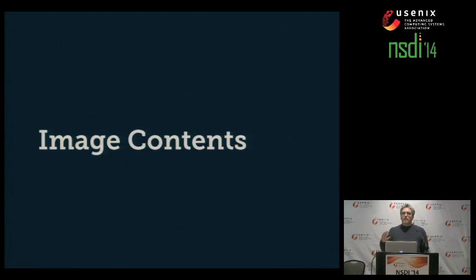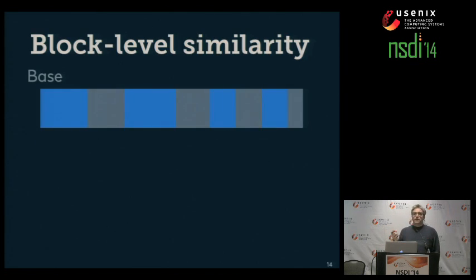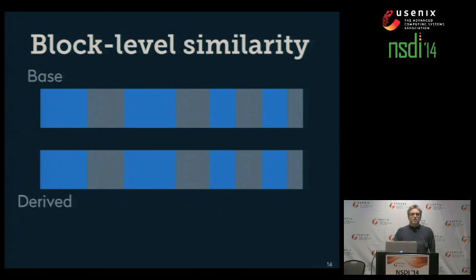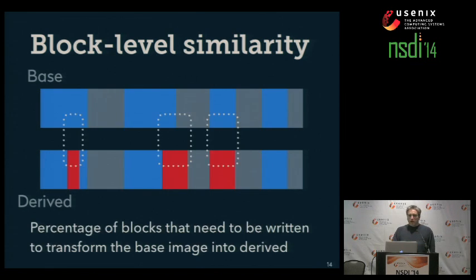So let's switch to looking at the contents of the images themselves. So we use a definition of block-level similarity that looks like this. We have a base image that has some set of files already written to it. And to create a derived image, what a user does is instantiate a copy of that base image and then make some changes to it: install some packages, upgrade stuff, install their own software, install datasets. And then what we look at as the difference between these images is the percentage or number of disk blocks such that if I already had that base image installed on a disk, how many blocks would need to be written to transform it into the derived image.